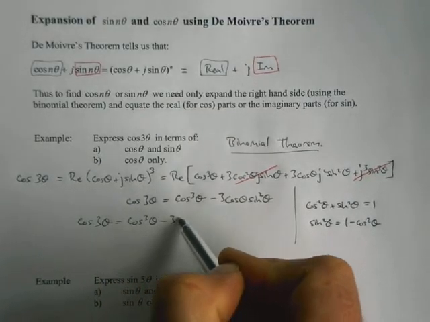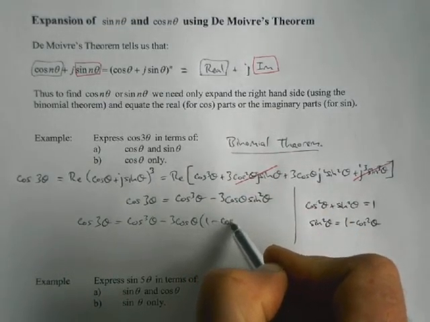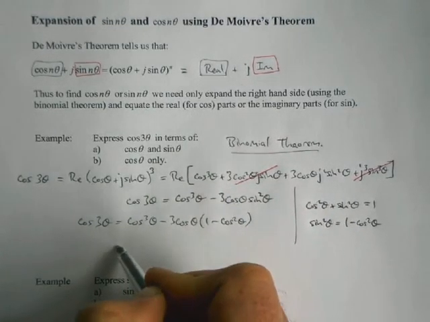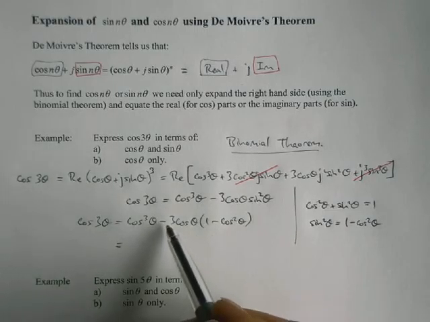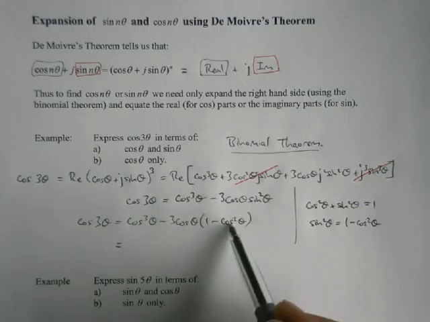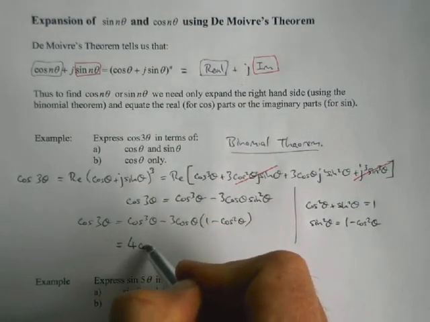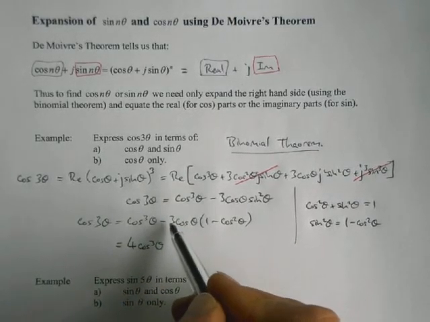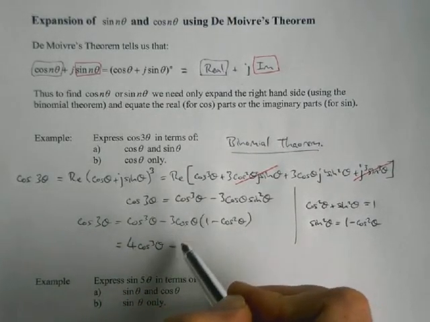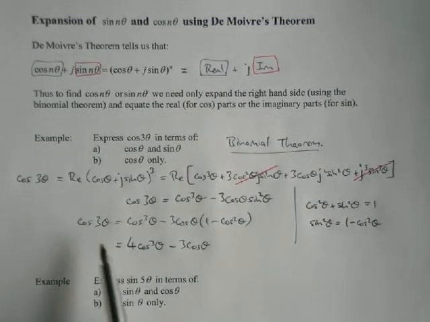So cos 3 theta is cos cubed theta minus 3 lots of cos theta times 1 minus cos squared theta. So I can expand some brackets out here. This here will give me plus 3 cos cubed, and that cos cubed will give me 4 cos cubed, and then minus this term here, which is just 3 cos theta. So I now have cos 3 theta just in terms of cos thetas.